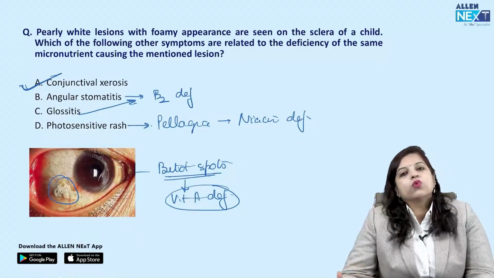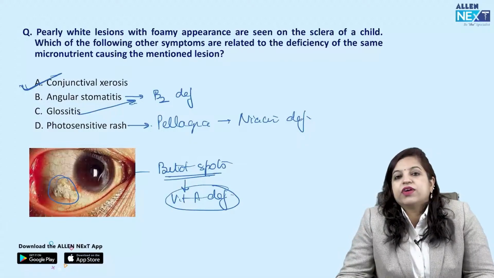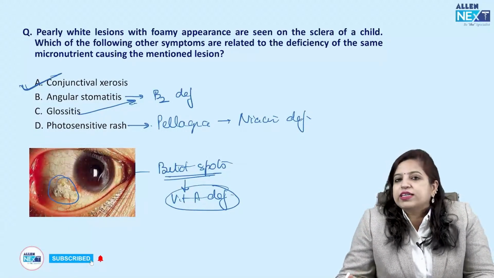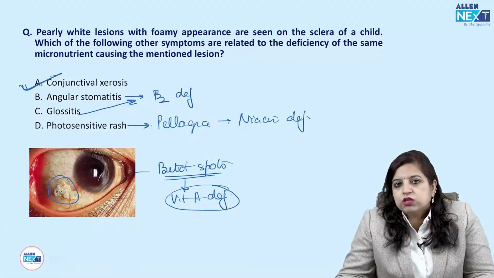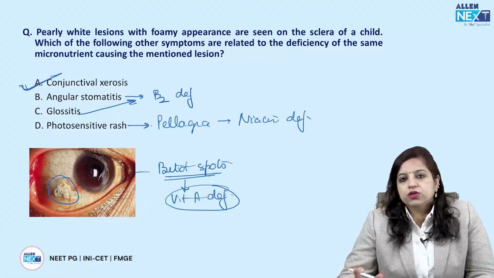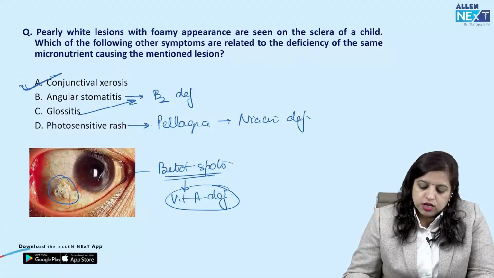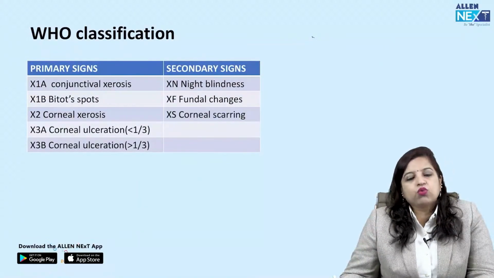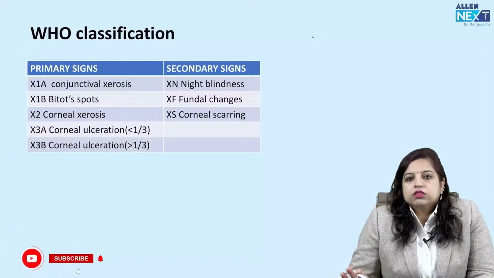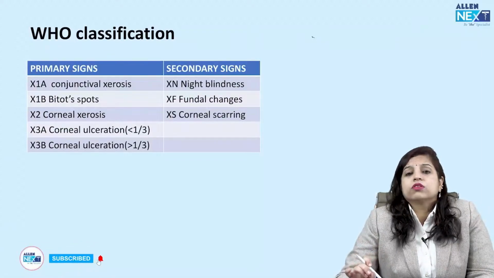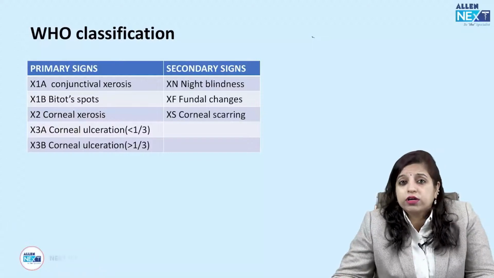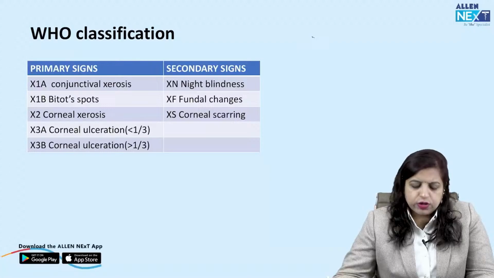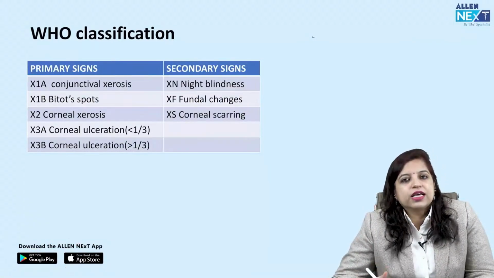So this is the way the questions can be asked, where the examiner is trying to test not only your knowledge about vitamin A, but for other vitamins also, so that you can very clearly strike off other options. Okay, now the WHO classification, this should be totally memorized, very important from your PSM point of view and the pediatrics point of view. But a quick recap, we know there are primary signs and the secondary signs.